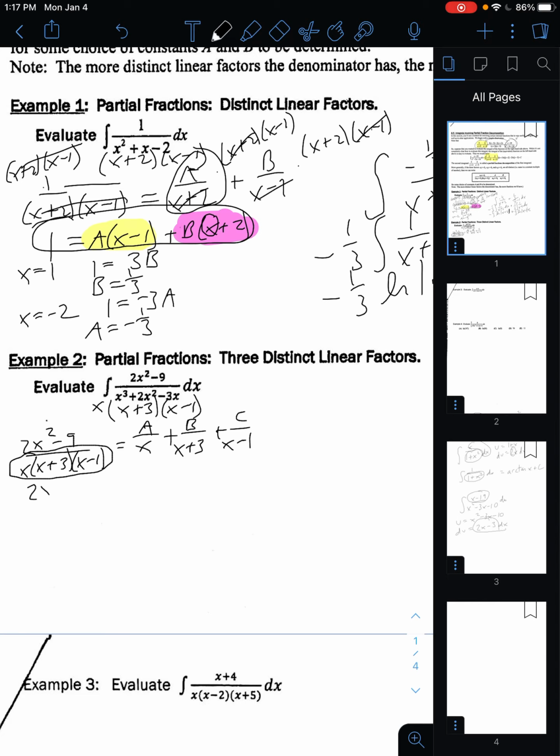So on the left side, it's still just 2x squared minus 9. That bottom cancels out. On the right side, the x would go away, but we would still have x plus 3, x minus 1. The middle fraction, the x plus 3, would go away, so we would have an x and an x minus 1.